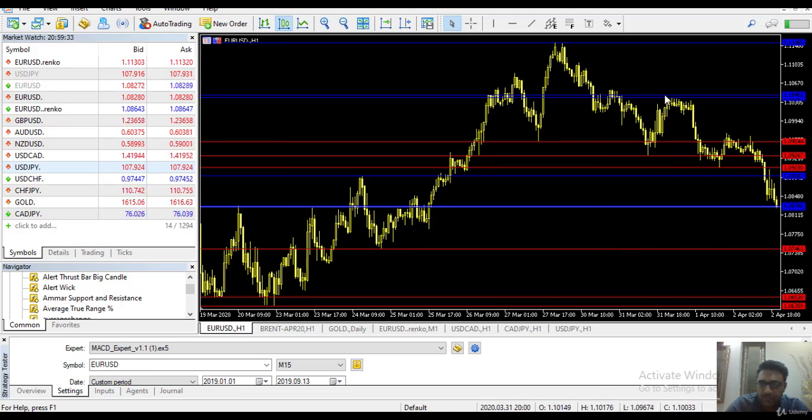So you can see this one, a lot of resistance here, and the candles were unable to break that, so it counted as resistance. This line acted as a horizontal support. This line also acted as a horizontal support.